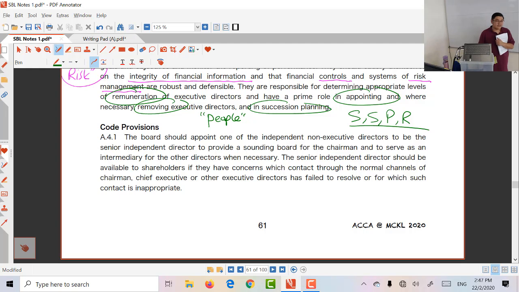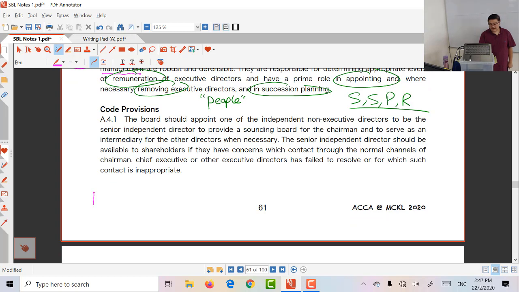Let's look at what the code says in terms of its provision. The provision is quite straightforward. It says that the board should appoint one of the independent NED to be senior independent director. Now, it's only a position. So basically what we do, imagine these are all the NED. Now, assuming they're all independent.